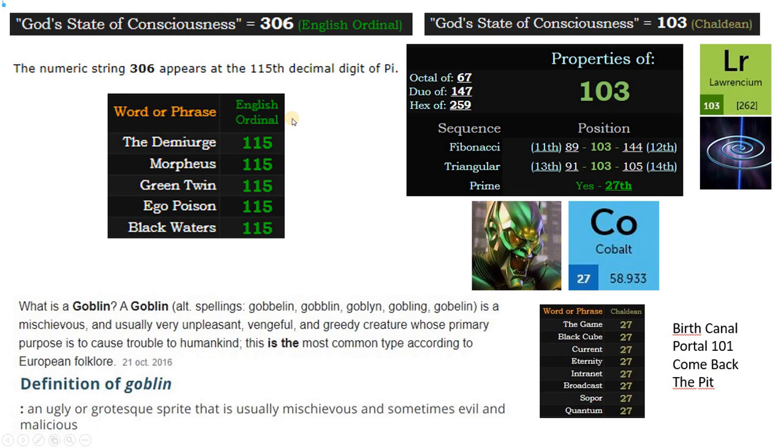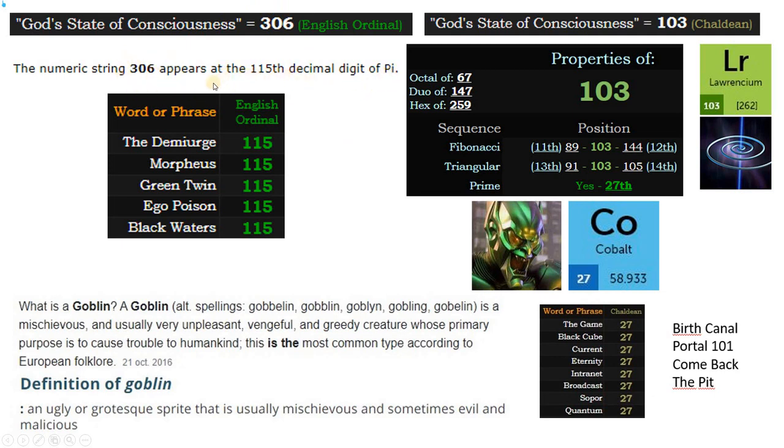So during this presentation, we saw that Vishnu was the sleeping god, and his state of consciousness was REM sleep and hypnagogia. But let's try to find more information about this state of consciousness. So, God's state of consciousness is 306 in English ordinal, and this number appears at the 115th digit of pi.